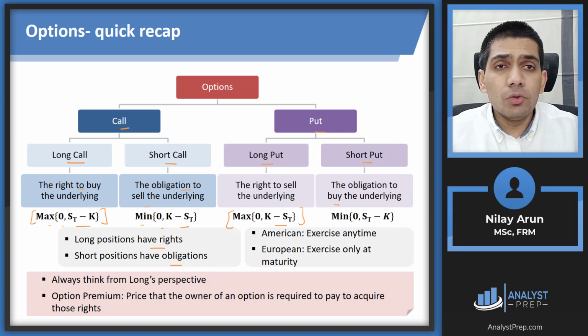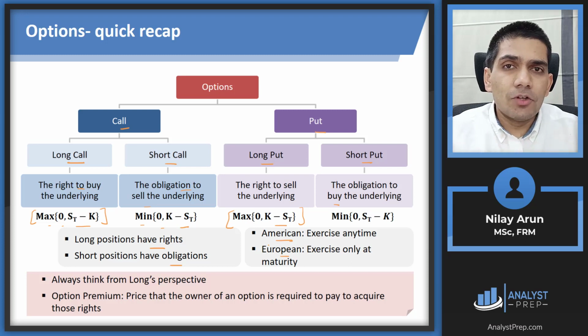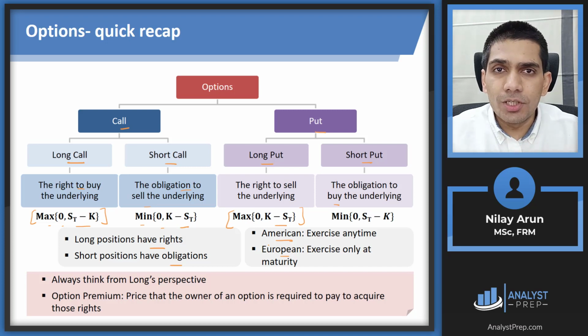Now you have 2 different kinds of options available in the market. Those are the American options and the European options. What's the difference between the American and the European options? American options give you a lot more flexibility. You can exercise American options anytime till the maturity. Whereas European options are quite rigid. They can only be exercised at maturity.